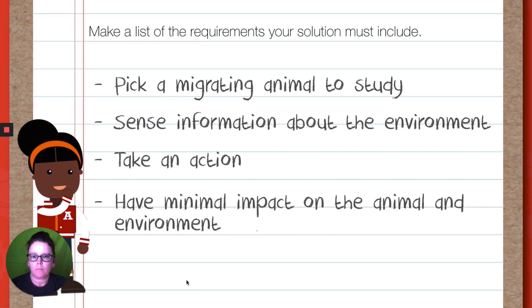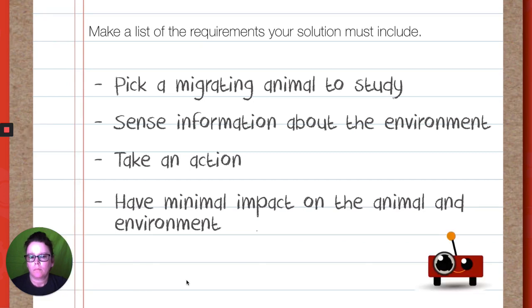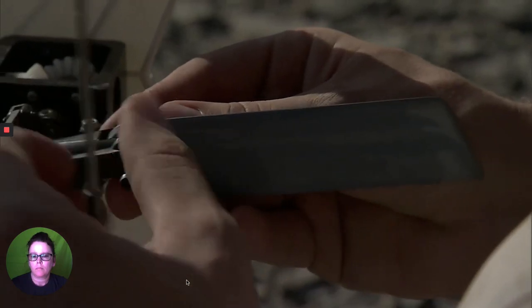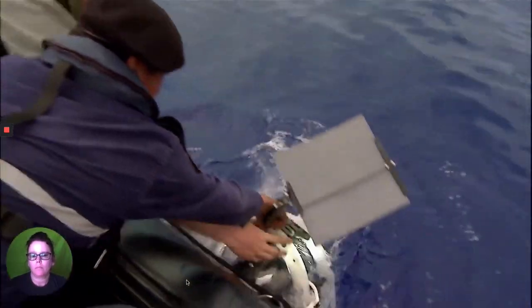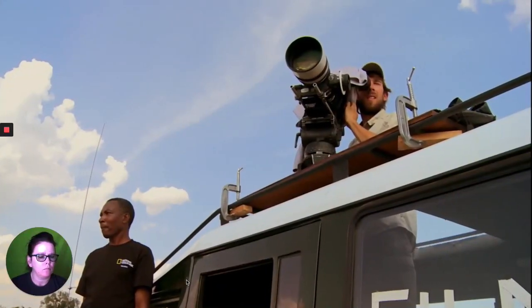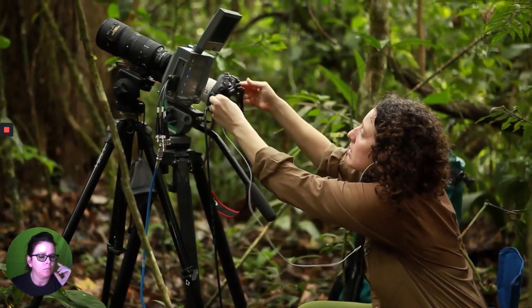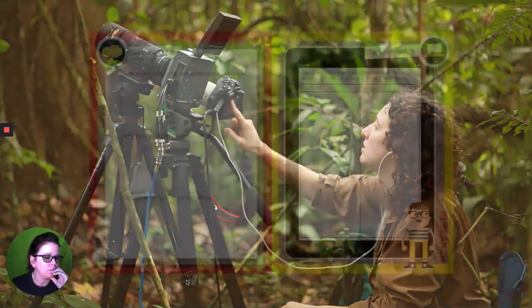For example, will your solution have a light sensor and turn on only when it's daytime? Will your solution detect movement and decide to take a photo when an animal walks by? You decide. Use the engineering process to design, build, and test your solution. First, you'll need to research the migrating animal you want to study. Why do you want to study that animal? How will your solution collect information that helps you?